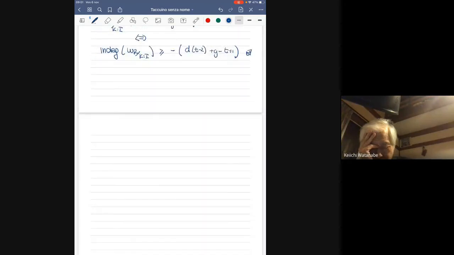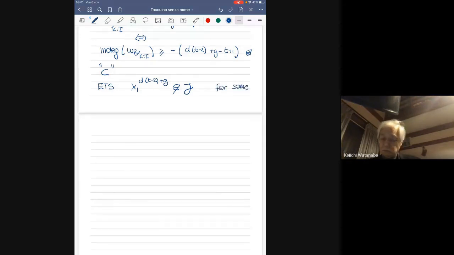Okay, I'm almost done with the talk and my time is almost up. I would like to talk about the open problem, which is the other inclusion. And I want to point out that it's enough to show that x1 to the d times (t minus 2) plus g is not in J, and now I don't put K, I put J for some reduction. So it's enough that you find a reduction of I for which this power of x1 is not in J, but we could not do that.